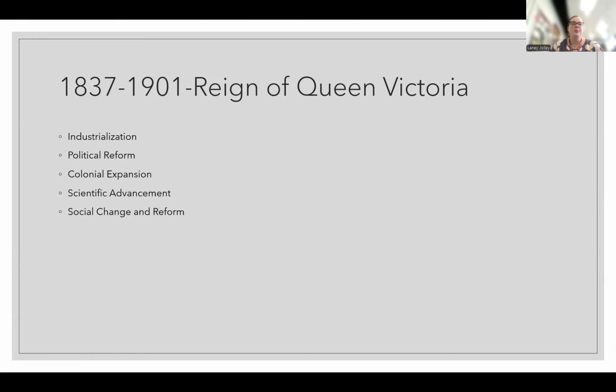So even though we have usually associated colonization with our own place of the United States with England, they are continuing their expansion beyond the states. And then scientific advancement and social change and reform, which kind of goes along with the political reform as well.